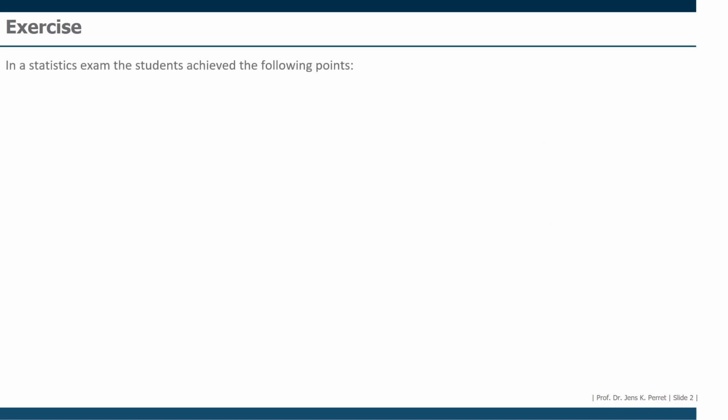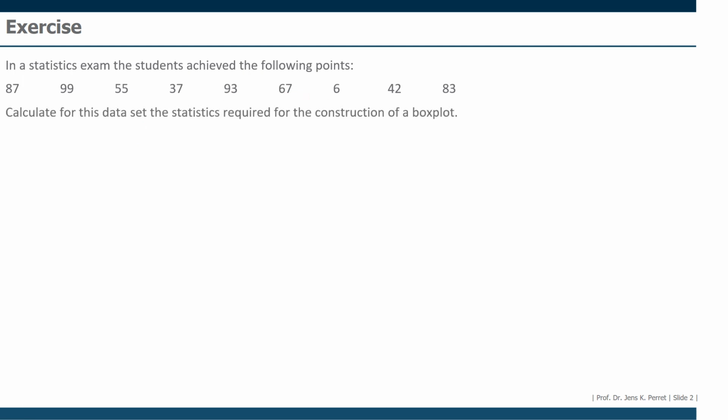In this case we have a statistics exam, and the students achieved the following points, and we get this list of points, a total of 9 students. And our task: calculate for this data the statistics required for the construction of a box plot.